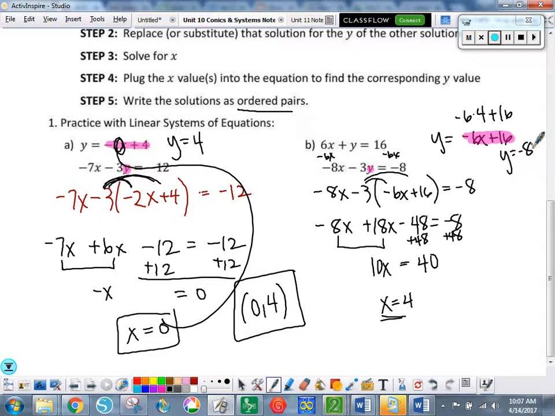So ordered pair, if you're kind of dozing off, refocus. Ordered pair would be what? 4, negative 8.